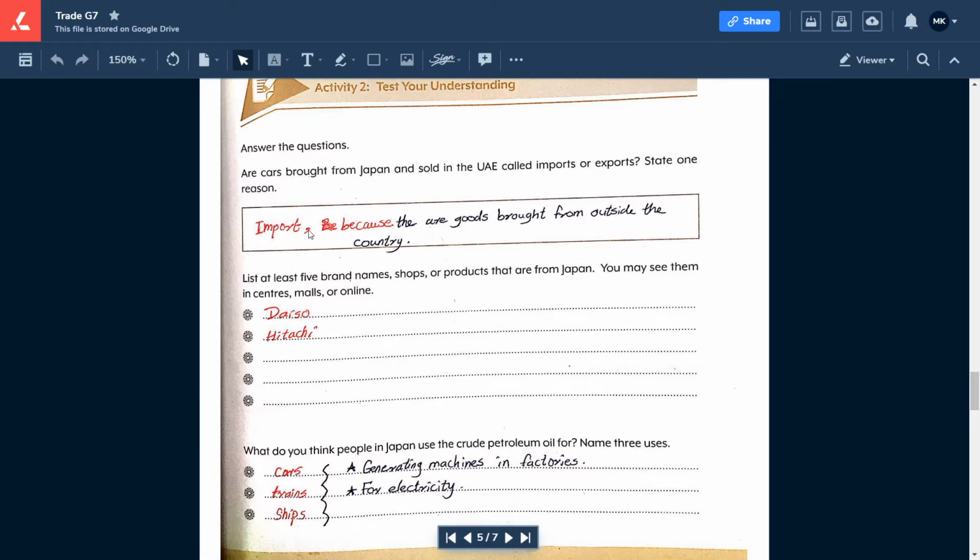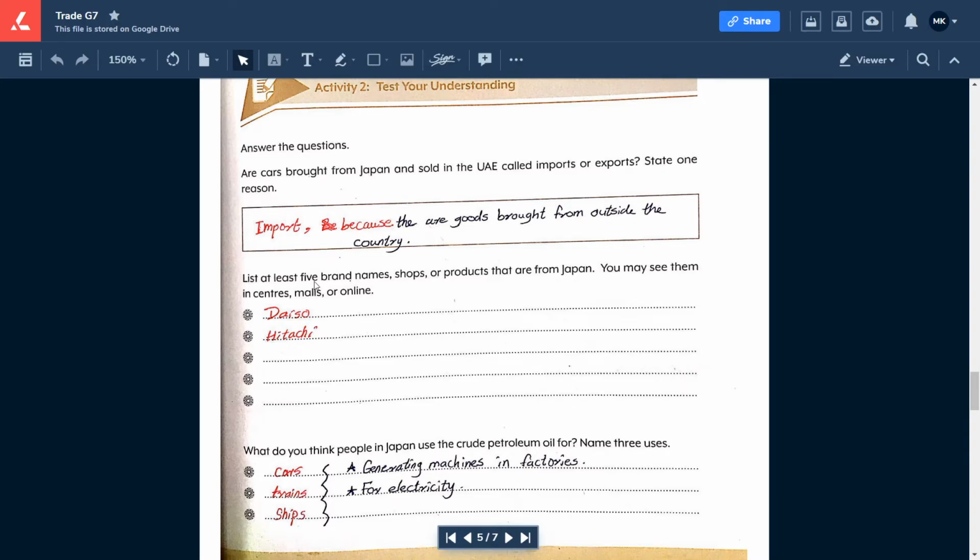Now, are cars brought from Japan and sold in the UAE called imports or exports? What do you think? From Japan, sold in the UAE. So this is import going to the UAE. Do you remember M? We said inside. Because they are goods brought from outside the country.